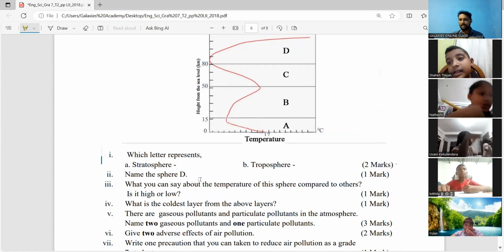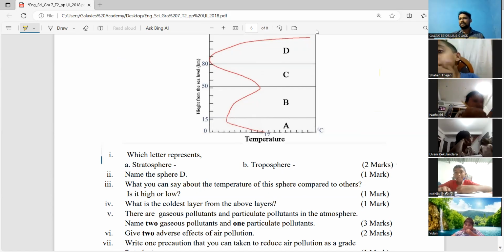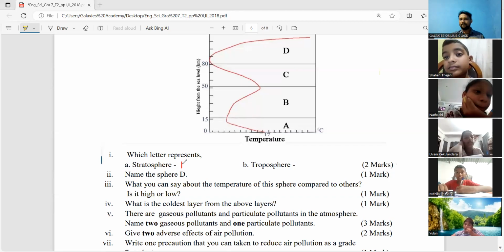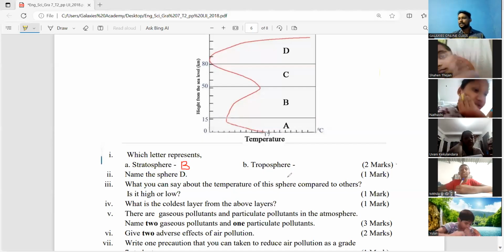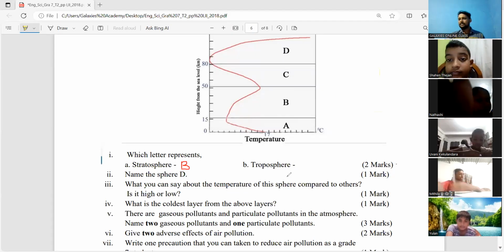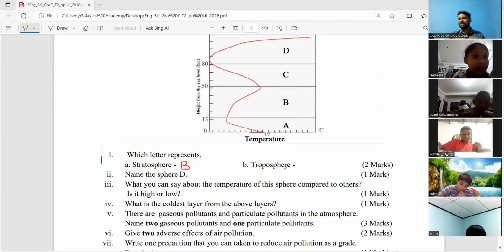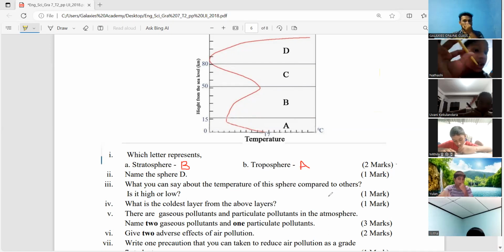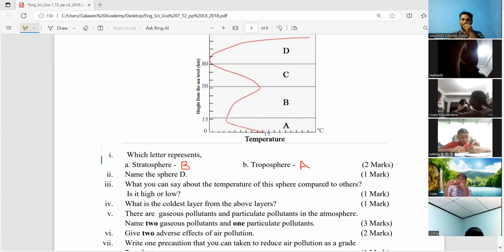B. Stratosphere means the second layer, so the representing layer is B. Troposphere, A. Troposphere means the first layer. After that, the next layer is stratosphere.